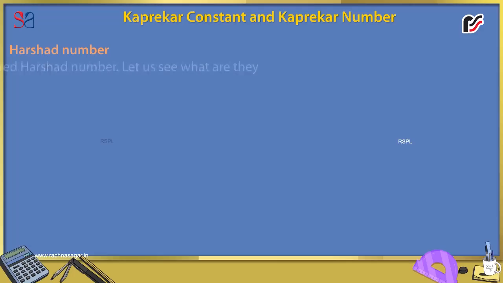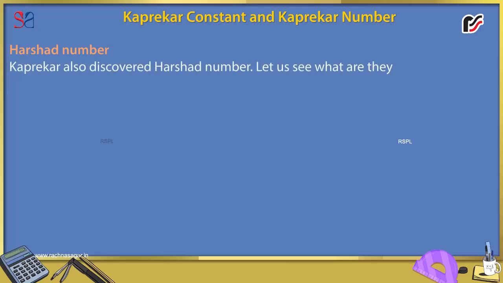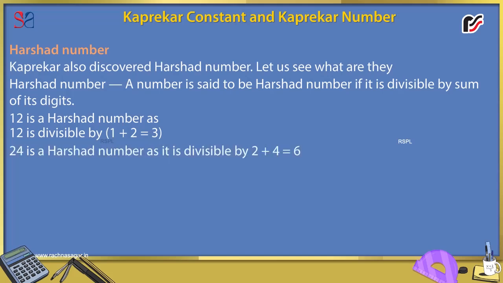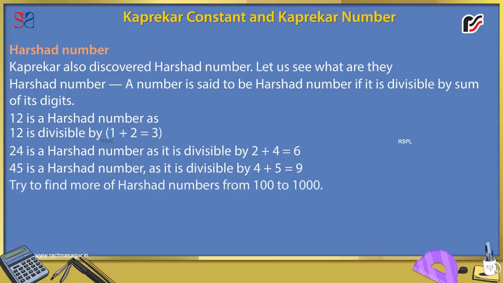Harshad number. Kaprekar also discovered the Harshad number. Let us see what they are. A number is said to be a Harshad number if it is divisible by the sum of its digits. 12 is a Harshad number as 12 is divisible by 1 plus 2, which is equal to 3. 24 is a Harshad number as it is divisible by 2 plus 4, which is equal to 6. 45 is a Harshad number as it is divisible by 4 plus 5, which is equal to 9. Try to find more Harshad numbers from 100 to 1000.